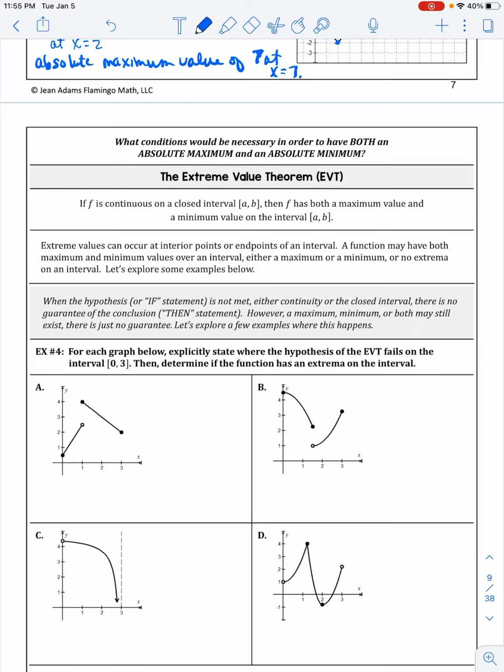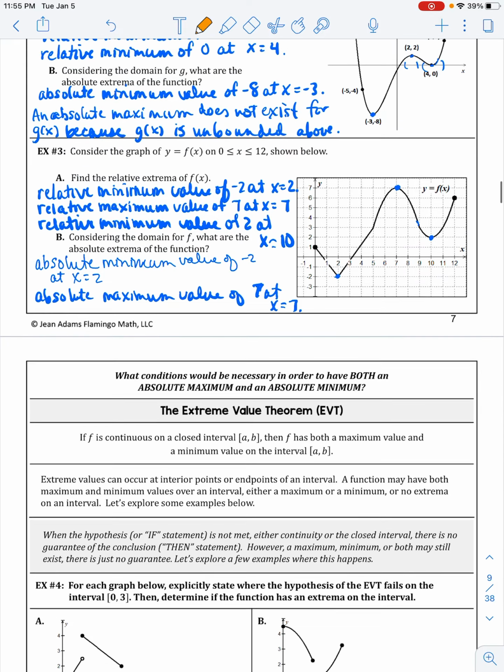Okay, we are back and we are going to talk about the extreme value theorem. If f is continuous on a closed interval AB, then f has both a maximum value and a minimum value on the interval AB. So basically this is guaranteeing that there exists an extreme value on a closed interval. And this is what I was talking about earlier when I said that we were going to have something that was going to be a little bit different when it was on a closed interval.